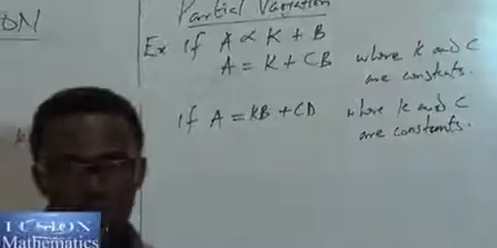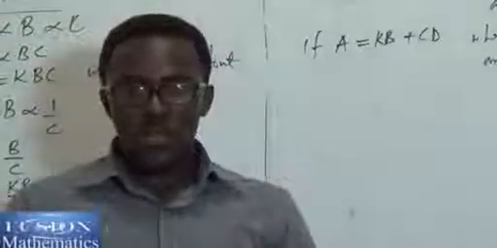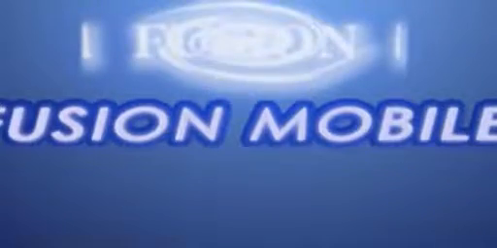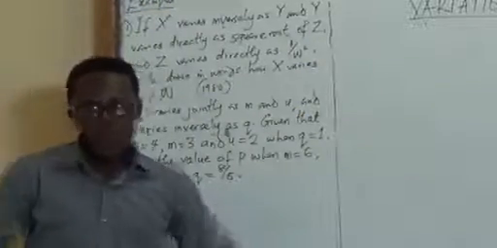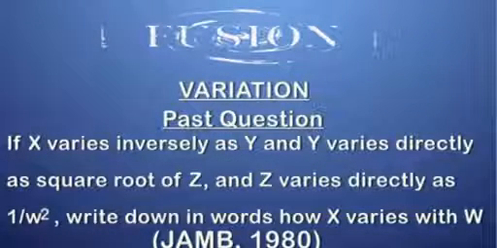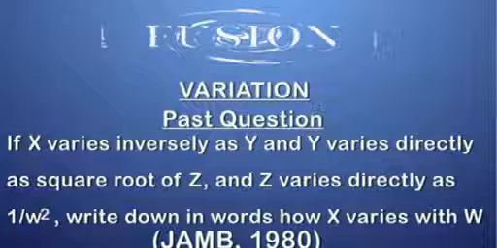So now we'll be looking at some examples to further explain variation. Now let's look at some questions from our JAMB past question. The first one we have is, if x varies inversely as y and y varies directly as square root of z and z varies directly as 1 over w squared, write down in words how x varies with w.